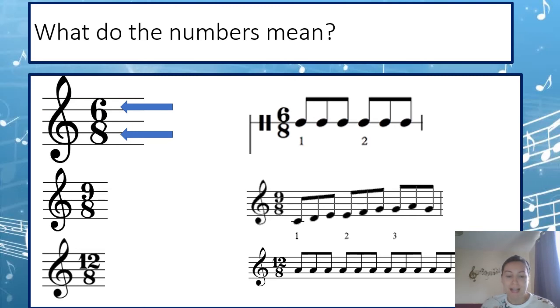The next time signature is 9/8. So 9, the top number, how many beats? The 8 is telling us that there are quavers, so I'm going to have 9 quavers. 1, 2, 3, 4, 5, 6, 7, 8, 9. 12/8, you guessed it, means I'm going to have 12. So 1, 2, 3, 4, 5, 6, 7, 8, 9, 10, 11, 12.